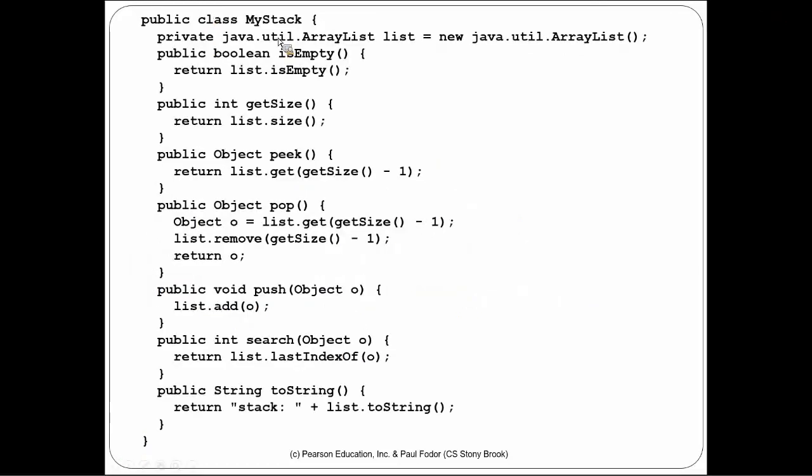So MyStack contains internally a private array list, which initially is empty. Every time we push an element on the stack, we basically add the element at the end of the current array list. Every time we pop an element from the stack, we get the element at index getSize minus 1, which is basically the last element in our list, and we remove that last element.